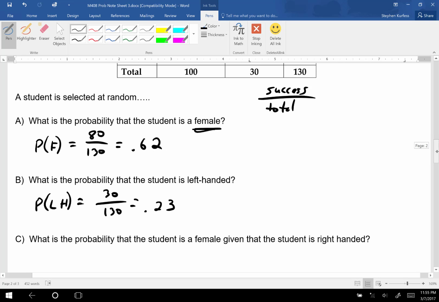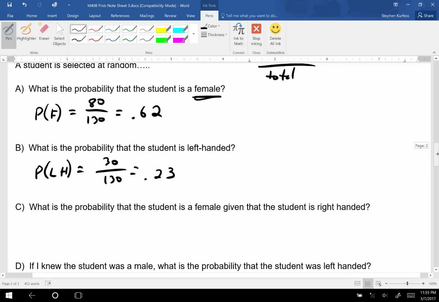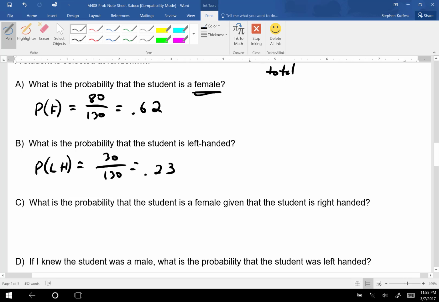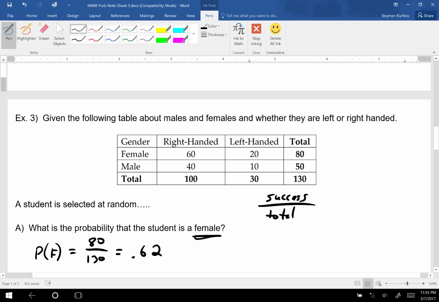Let's keep going here. What is the probability that the student is a female, given that the student is right-handed? Okay, so first of all, it's given that the student is right-handed. So the student has to be right-handed, and you want to know the probability that the person is a female. So let's go back to the chart now. What we're going to do is this with a calculation, and then we're going to do it just by looking at the chart. Okay, because I want you guys really to see it both ways here.